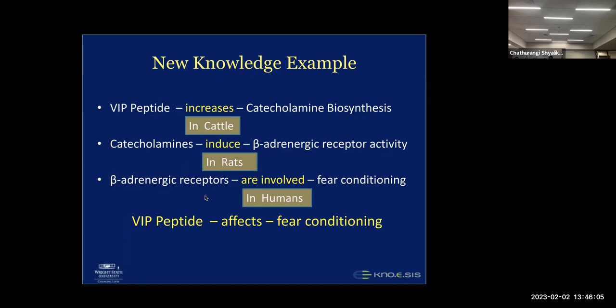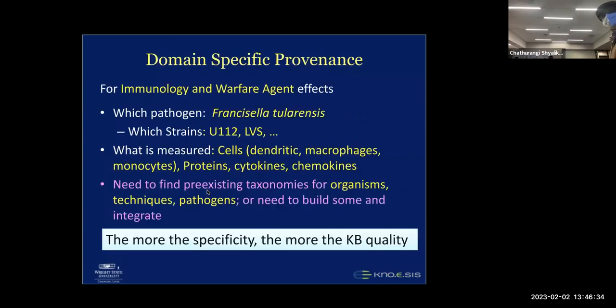Catecholamine induced beta adrenergic receptor activity in rats. These receptors are involved in fear conditioning in humans. And result, VIP peptide affects fear conditioning, which is, by the way, human performance and cognition. What chemicals could introduce fear in a pilot? Or biochemicals? That's the kind of thing that they want to do. That's the research.